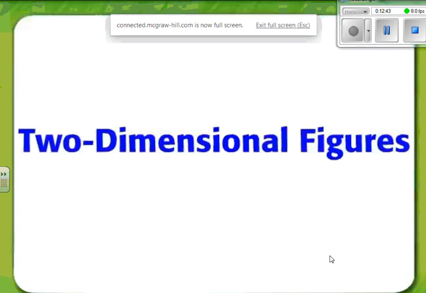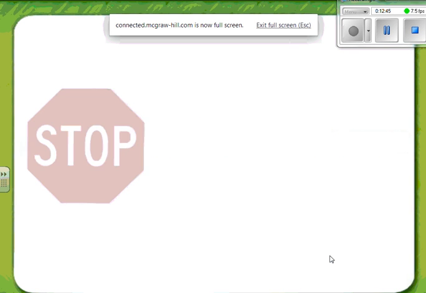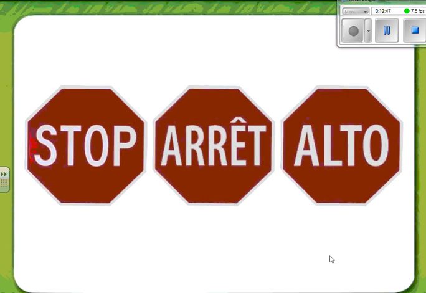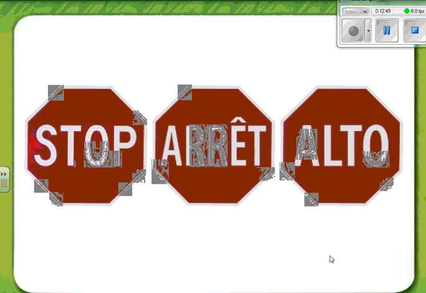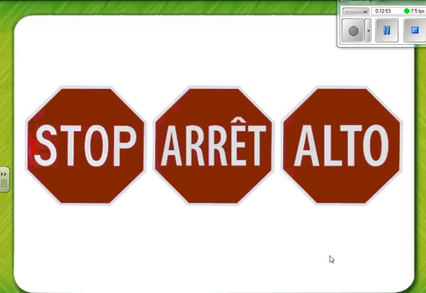Two-dimensional figures. Mary noticed that all stop signs are figures that have eight sides. The shape of the stop sign is a polygon. A two-dimensional figure, or plane figure, has length and width. A polygon is a closed two-dimensional figure of three or more line segments and angles. Polygons are named by the number of sides they have.